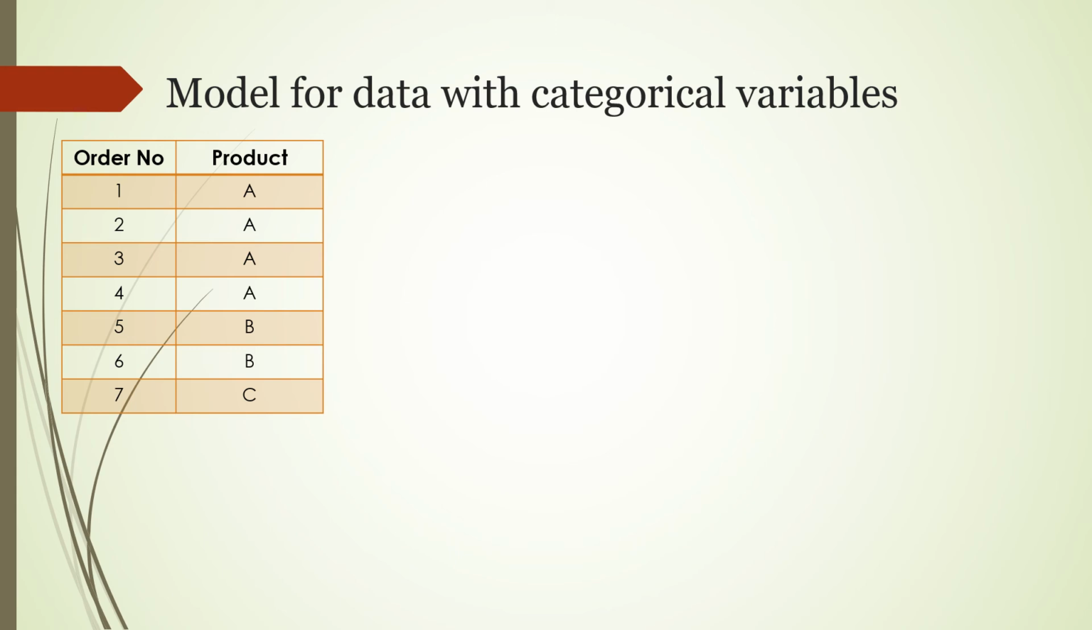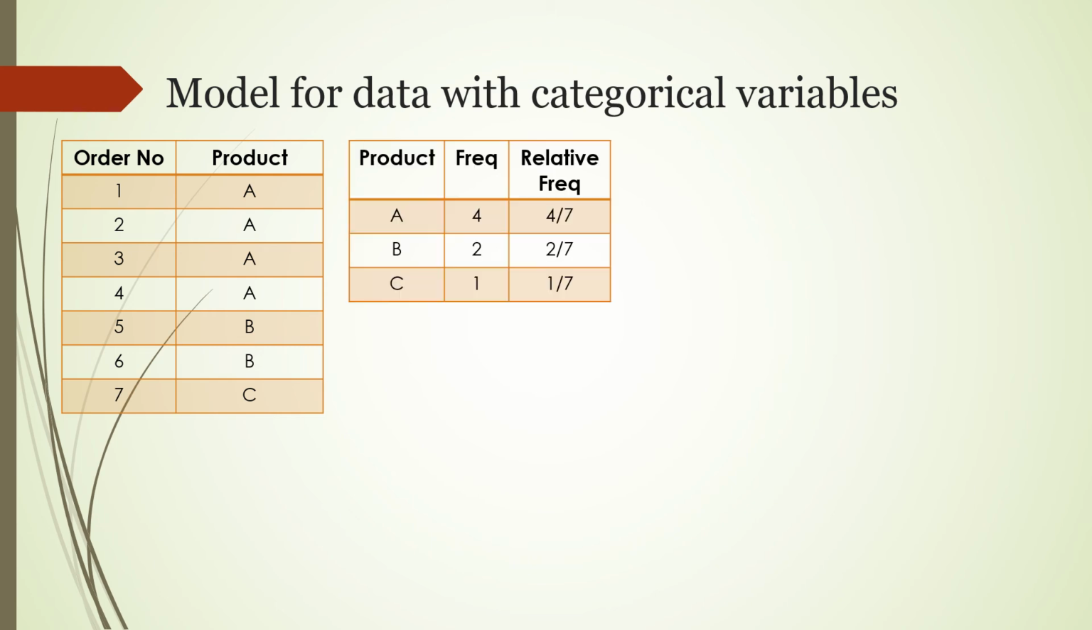Now when we are faced with such a scenario, what should be the first step? The first step is to get the total number of records against each product. We can calculate this table, and just by looking at the data set we can see the total number of records for product A is 4, product B is 2, and product C is 1. The next step is to calculate the relative frequency, where I divide the total frequency of each product by the total number of records.